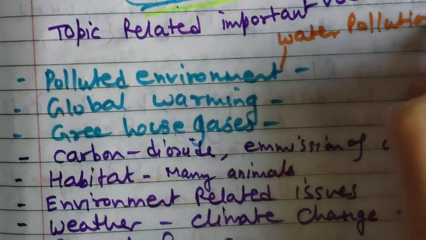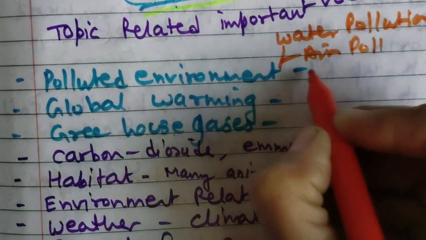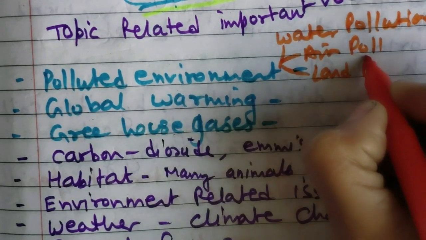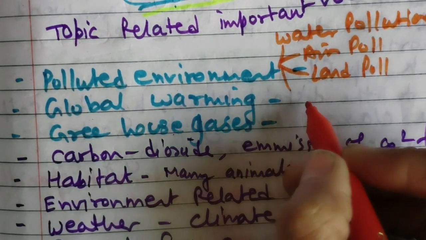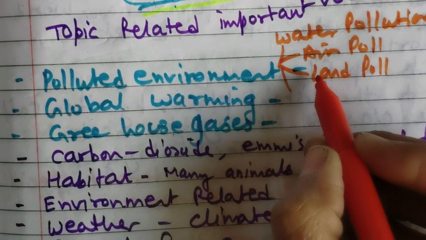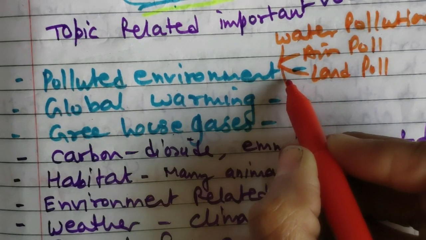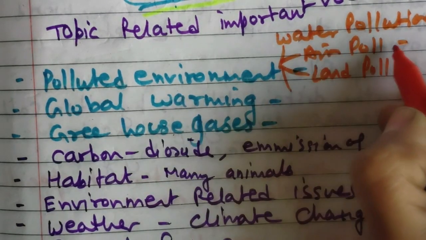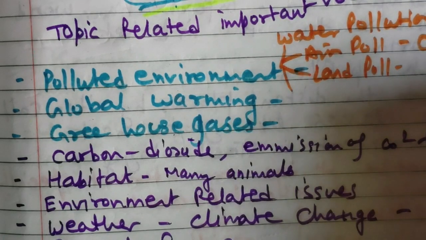Water pollution, air pollution, land pollution. What else can we have? Another kind of pollution: air, water, land. Or any other kind of pollution, and air pollution is related to CO2 emission.